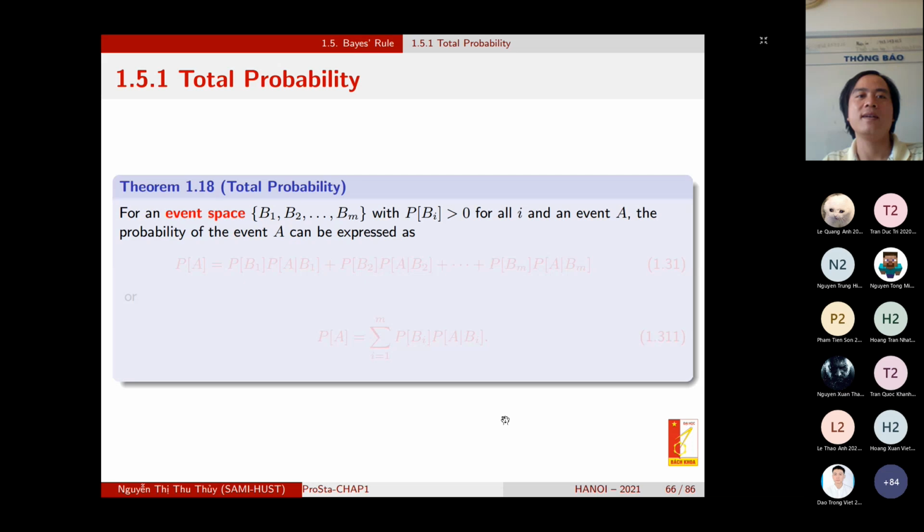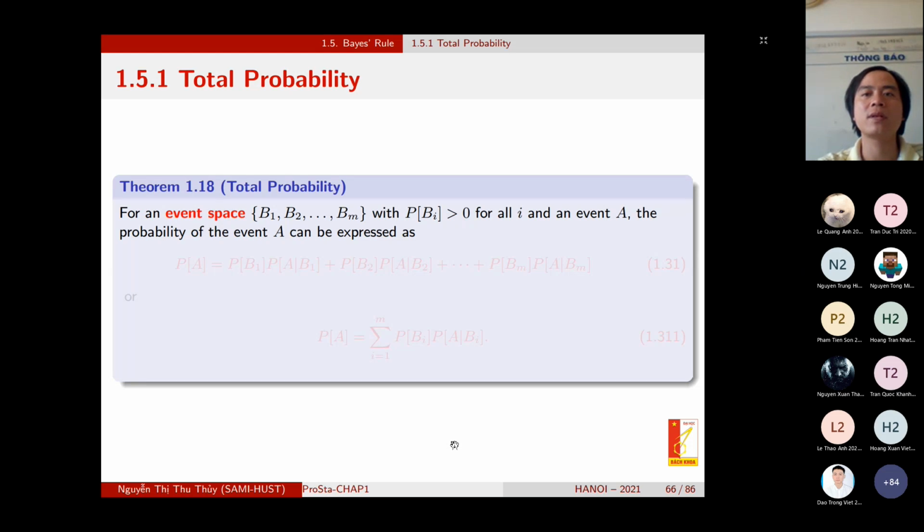Okay. And now, before going to Bayes' rule, we consider the law of total probability. Theorem 1.18 says, consider the event space B1 to Bm, or we can say the collection. This collection is a partition of the sample space, and each part here has positive probability. Okay, and now we consider event A.